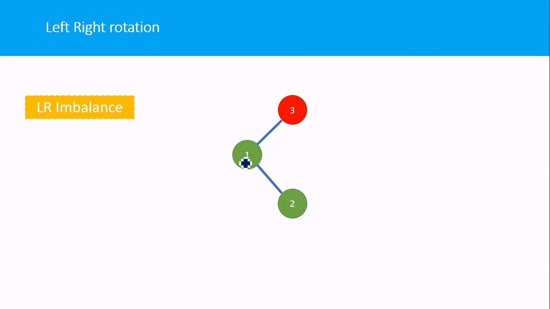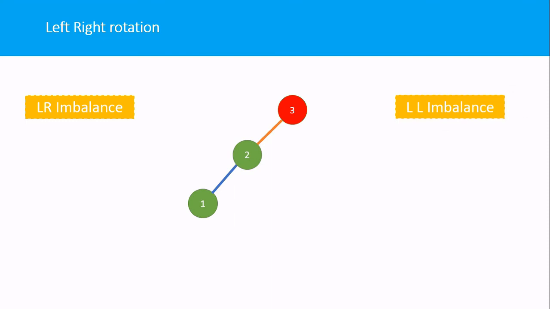First we will perform a left rotation here, so that node 1 will go down and node 2 will come to its position, and now node 1 is a left child of node 2. Now here the imbalance is an LL imbalance, which we have already seen.